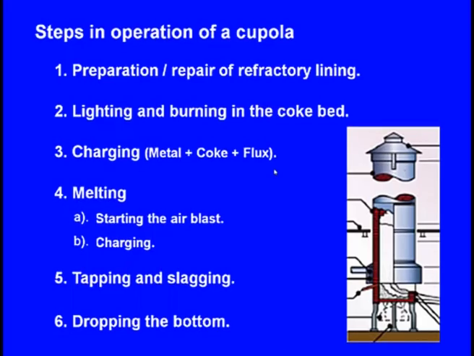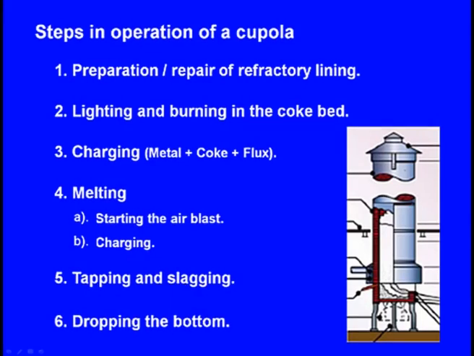After the molten metal is ready, then we need to tap. Before that, we need to tap the slag. Unwanted slag will be floating above the molten metal. First, that should be removed. After the tapping of the slag is over, then we need to tap the molten metal into a ladle. Next, after the burning is over, then we need to drop the bottom. Means there will be unburnt coke, unwanted sand, and ash. So all these should be released from the furnace. That is dropping the bottom.